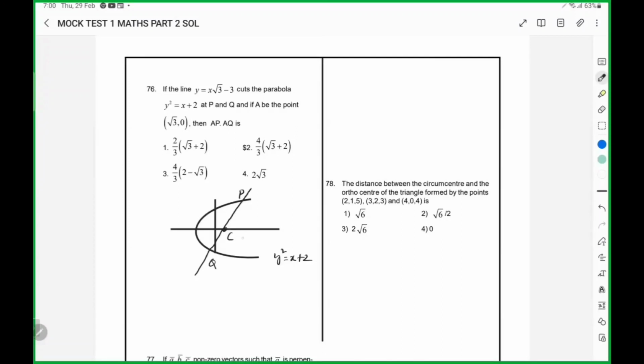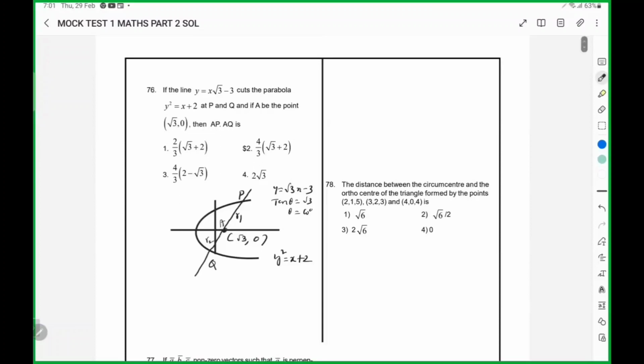On the x-axis, y is 0, so it is passing through root 3 comma 0. The line cuts the parabola at points P and Q. If A be the point root 3 comma 0, here the slope of this line, tan theta, is root 3, so theta is 60 degrees. Let us say this is at R1 distance, and this is at R2 distance.